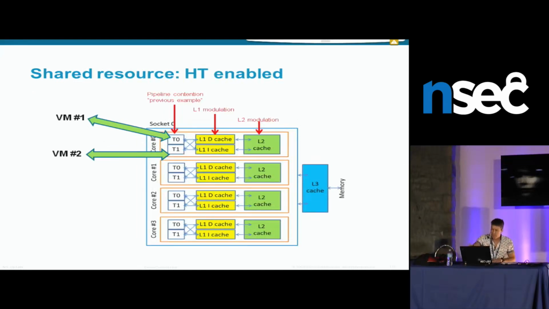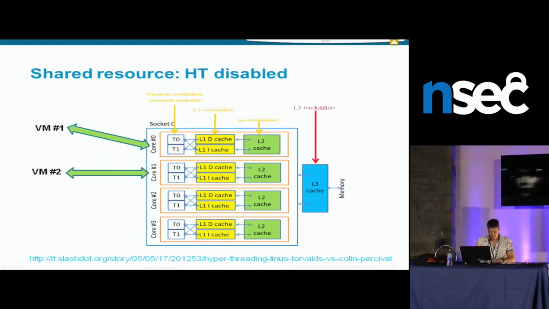So with hyperthreading enabled, like I said at the very beginning, there is lots of possibility for modulation. You can do pipeline contention. This is the first example I showed you guys. You can do modulation in L1, modulation in L2. Hyperthreading is typically disabled in production environment. At the bottom here, there is a link that discussed that way back then in 2005. And so for that reason, you can use the last level cache, L3 cache, to do your modulation.